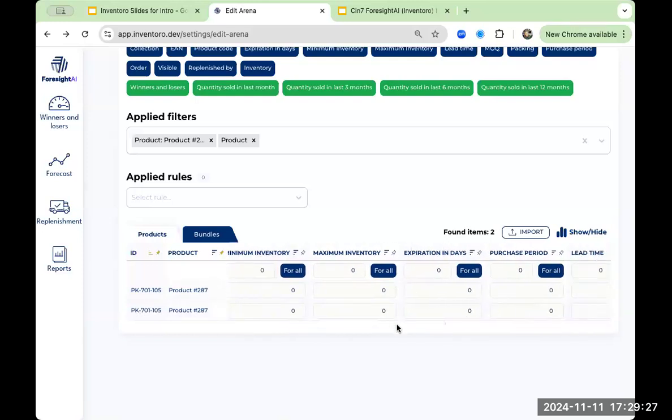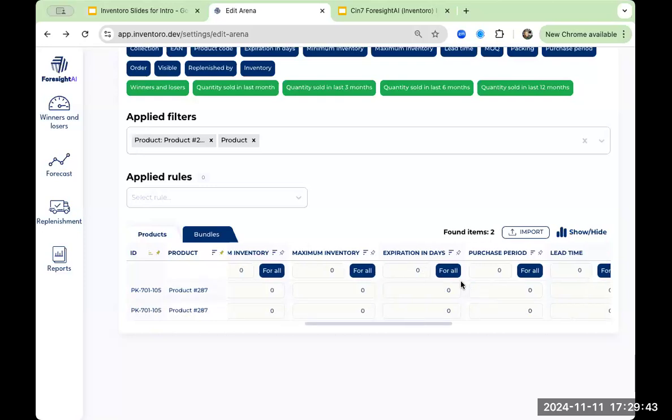Expiration in days applicable if you work in the food and bev industry, or health, anything along those lines. This isn't necessarily something that's going to help with batch numbers, but it is going to give you an expiration in days. You can give a rough estimate for how long it would be until it expires.